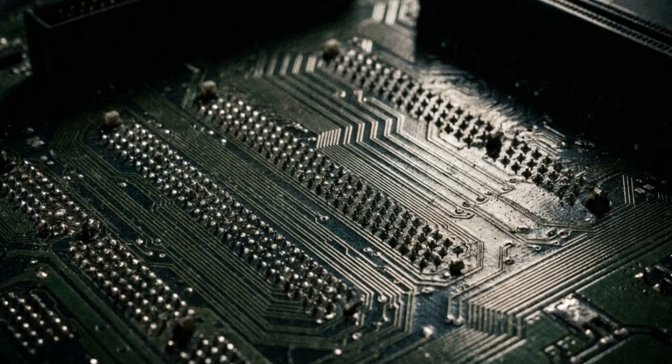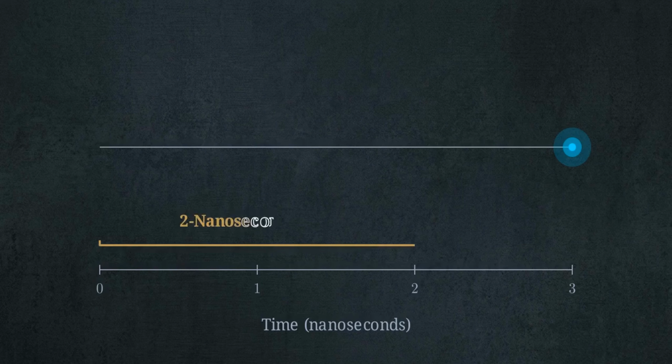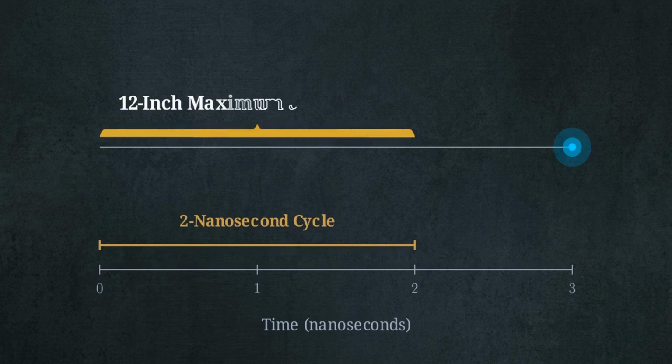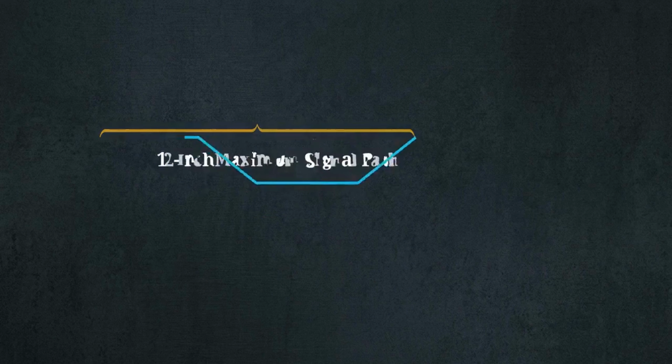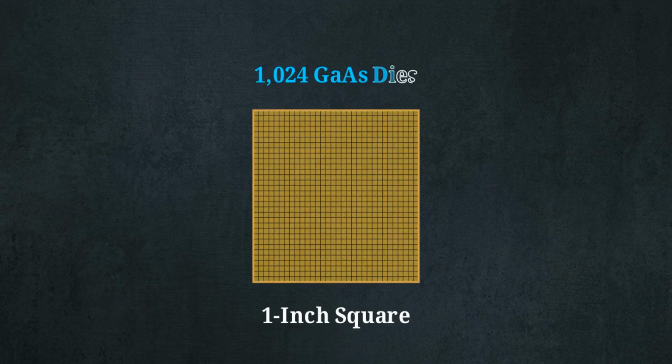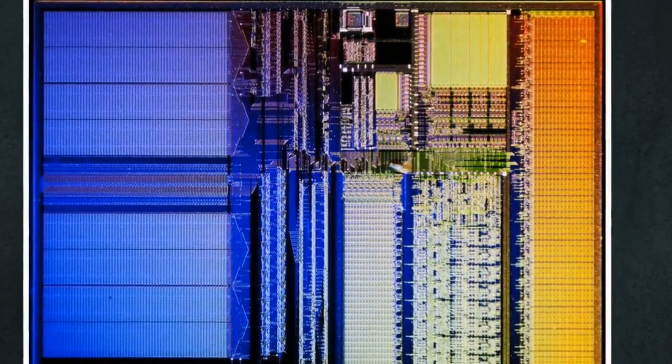At these frequencies, the primary constraint on architecture is the time it takes an electrical signal to travel down a wire at the speed of light. To achieve a 2-nanosecond clock cycle, Seymour Cray mandated that no single wire within the machine exceed 12 inches in length. Meeting that requirement meant packing 1,000 bare gallium arsenide dies into space just 1 inch square. This microscopic integrated circuit path shows the density required.